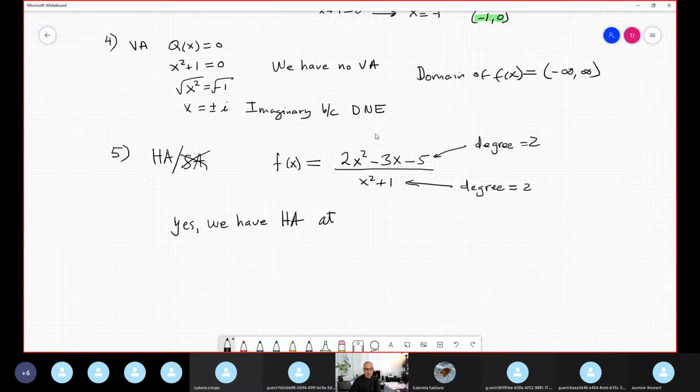Okay, at what value? Remember the dominant idea. What is the dominant monomial in the top? 2x squared. What is the dominant in the bottom? x squared. The x squared cancel. It's 2. So y equal to 2 is the equation for the horizontal line. Okay, that's it. It's important when you determine the horizontal asymptote.